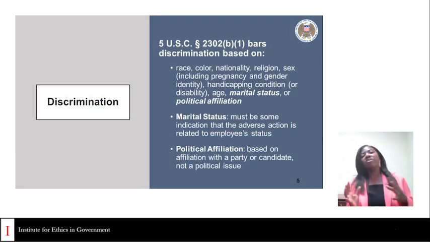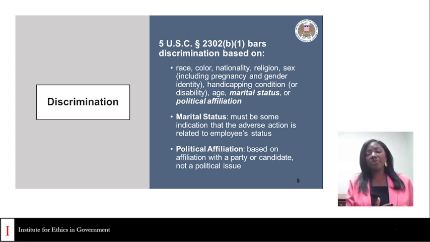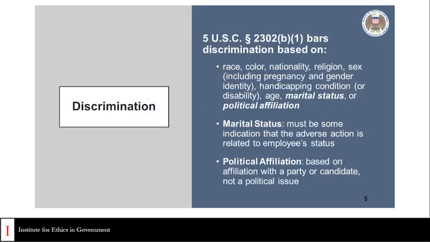This talks about the discrimination PPP. There are 2 different prohibitions that fall under this umbrella category of discrimination. First, you have B1. And B1 bars discrimination based on race, color, national origin, religion, sex, handicapping condition, age, marital status, and political affiliation. The types of discrimination that are not bolded and italicized are your typical types of Title VII discrimination. And by regulation, our office generally does not review those allegations. Rather, we let folks know that they can file with their agency's EEO office.